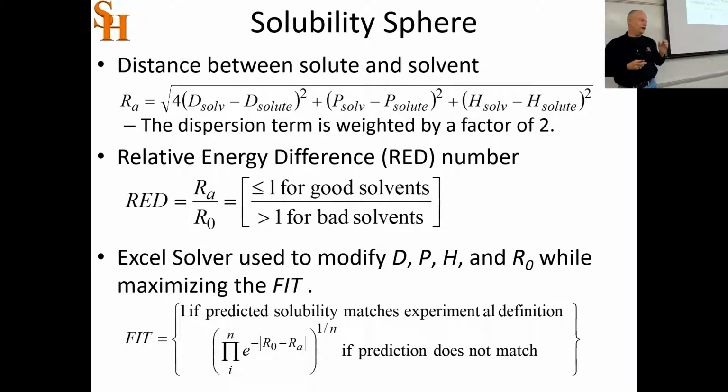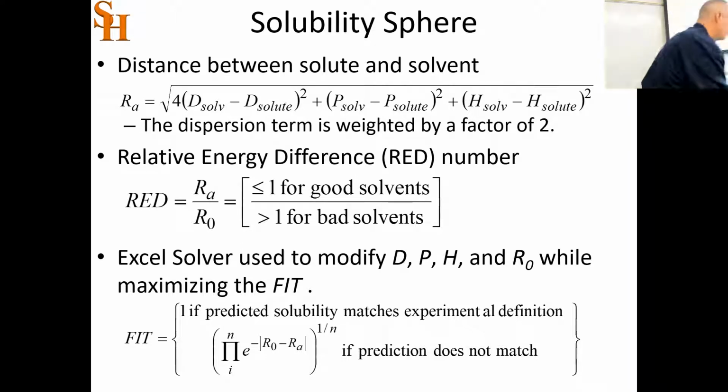So that fit function, if it's inside the sphere, and it should be inside the sphere, it's a 1. If it's outside and it should be outside, it's a 1. So if we predict that it should be inside and it actually is, we're good. So if we get everything inside that's supposed to be inside and everything outside that's supposed to be outside, then the fit function is 1, and we've got a perfect fit. If we've got a bad solvent inside the sphere, we need to figure out how far in the sphere it is. So we need something that's going to push Excel around, and so we're using this exponential function.